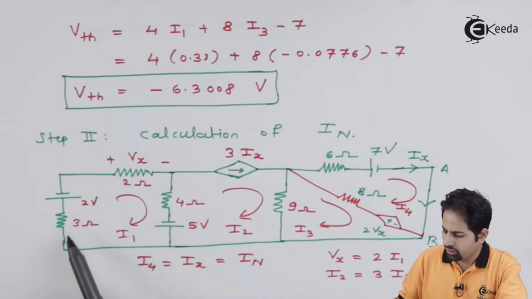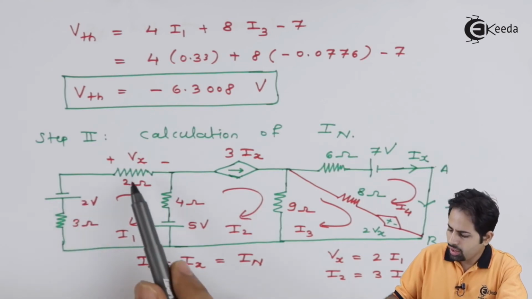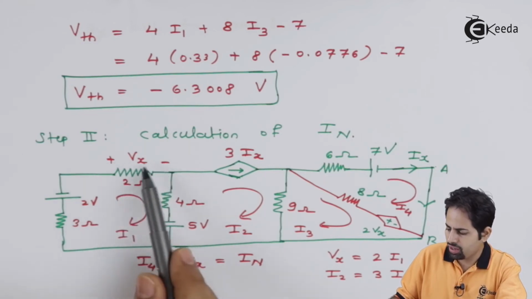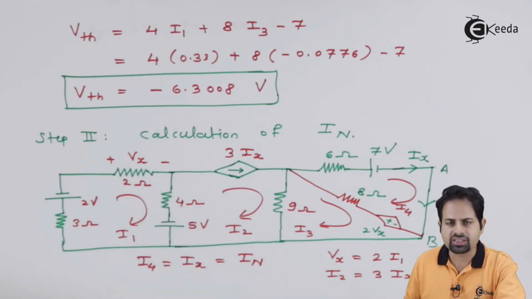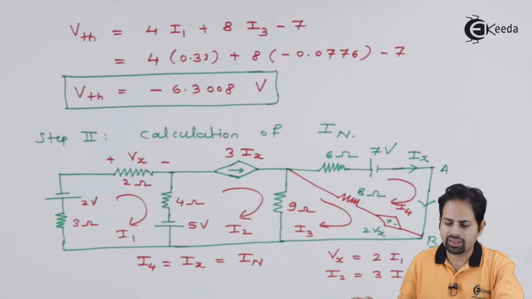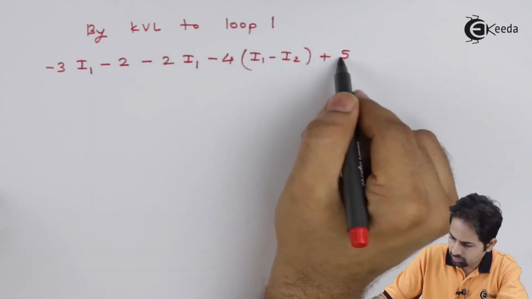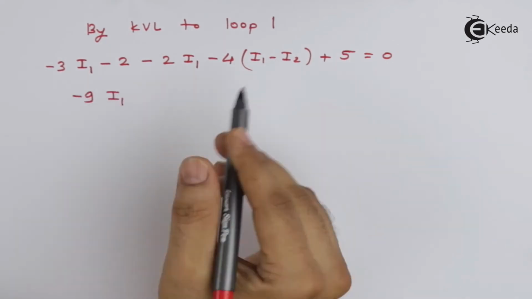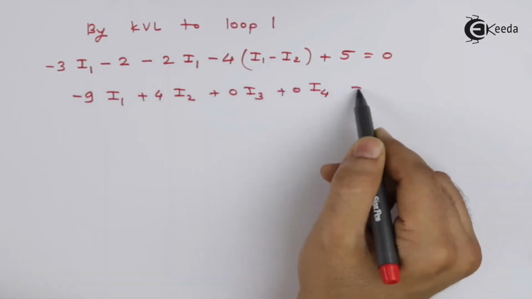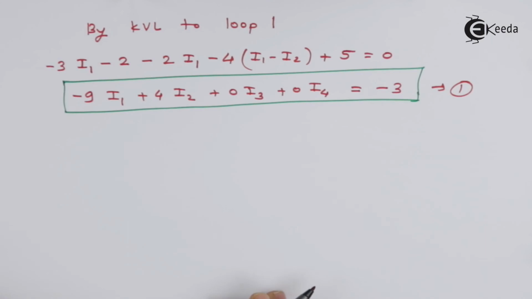So when I apply KVL to loop 1, it is going to be minus 3 into I1, plus, because plus minus, it will be minus 2 volt. Then here it is going to be plus Vx, which is 2 into I1. Oh, it is plus to minus, so it is going to be minus Vx. And then here minus 4 into (I1 minus I2). And again plus 5. So this is the equation I have got. Now I will write it in proper manner. I'm calling this equation number 1.